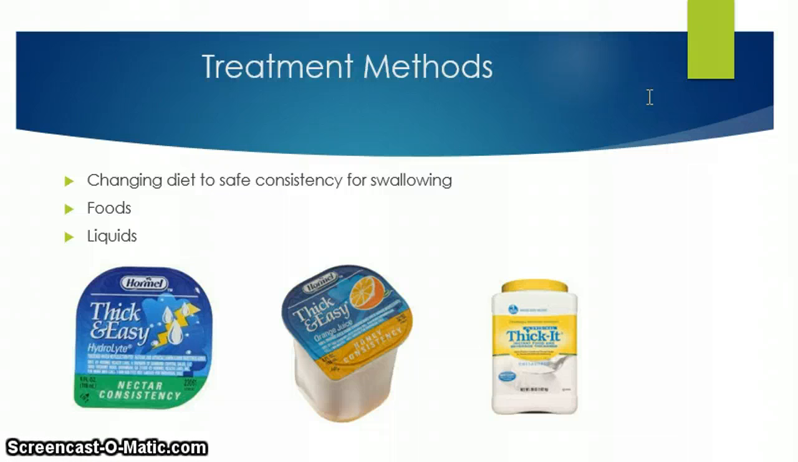And another way is the speech pathologist changes the diet to make it a safer consistency. The liquids might have to be thicker and the foods might have to be softer so the person doesn't have the material going into their airway. So this is nectar consistency, honey thick, and then they also use thickener to thicken it on their own.